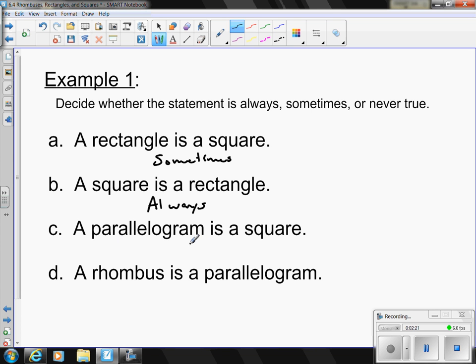A parallelogram is a square. In that case, not all parallelograms are squares. We could draw some examples. Okay, that's obviously not a square. But if you drew a square, could that be a parallelogram? Are my opposite sides congruent? And so therefore your answer is sometimes. A rhombus is a parallelogram. A rhombus has to be a parallelogram, but a rhombus is a more specific name.